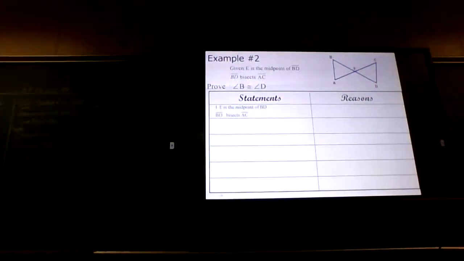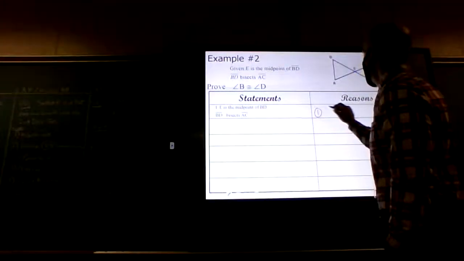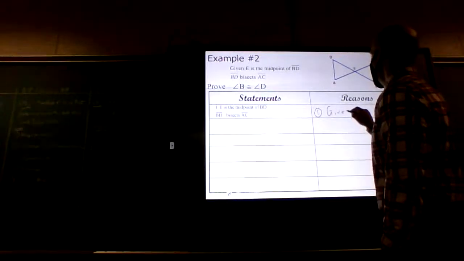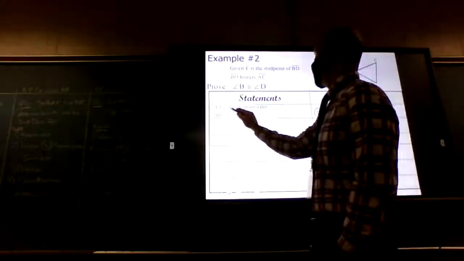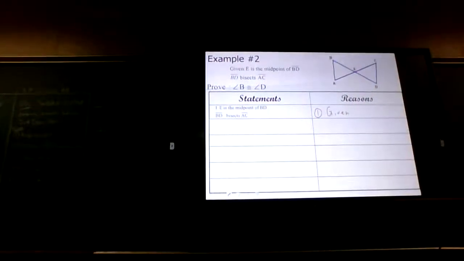What do you guys think the reason is for number 1? Why is E the midpoint of BD and BD bisects segment AC? Because it's given. That's an easy one, right? So that's given. So I'm going to write 1 given. Now I'm going to draw what I can here. Actually, there's not much I can draw here. So now let's go and analyze this.